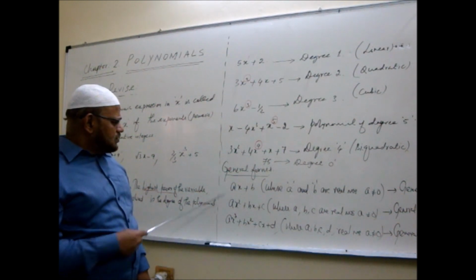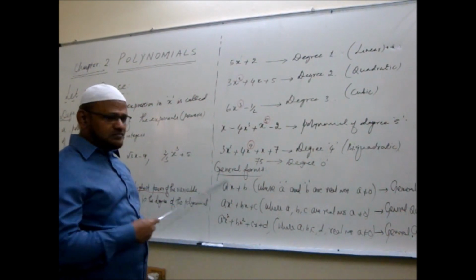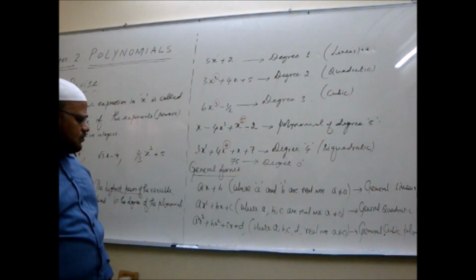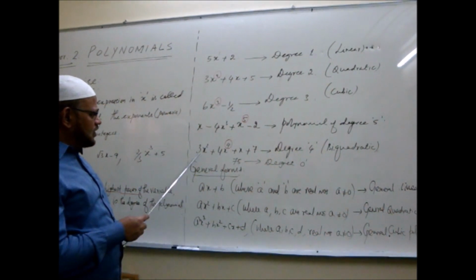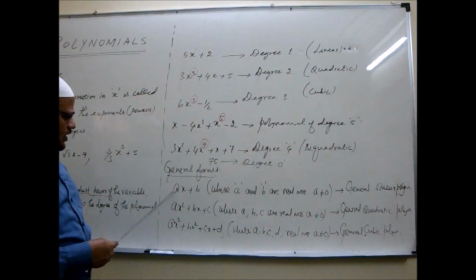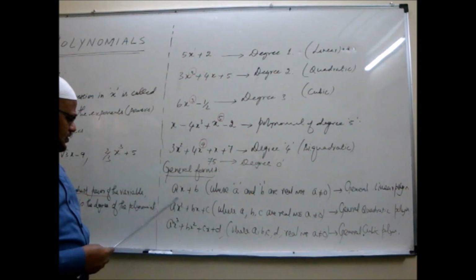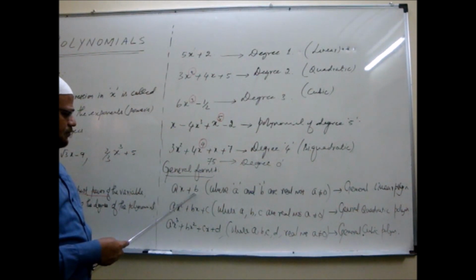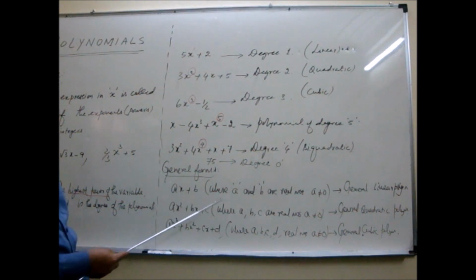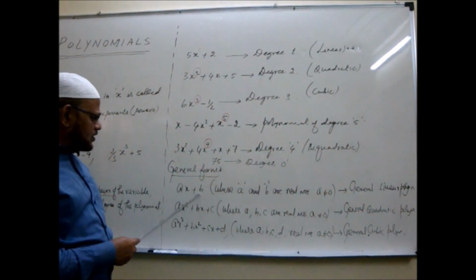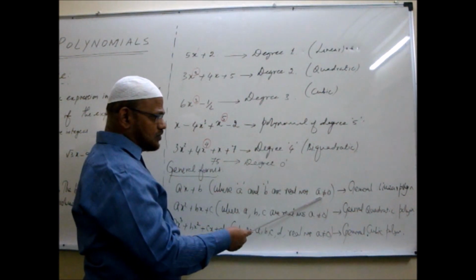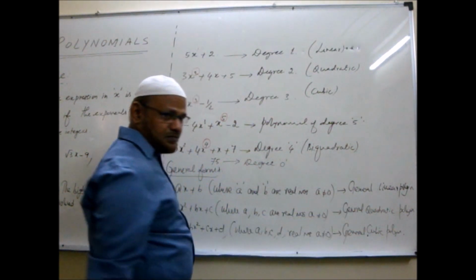Okay, let us see the general form, or standard form, of all these kinds of polynomials. Usually, instead of numerals, we replace them with a, b. These are real numbers, any constants. So ax plus b, degree 1. x is a variable, a and b are real number constants. ax plus b, where a and b are real numbers, a not equal to 0, is the general linear polynomial.